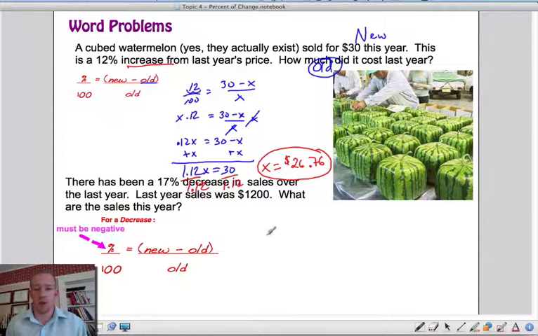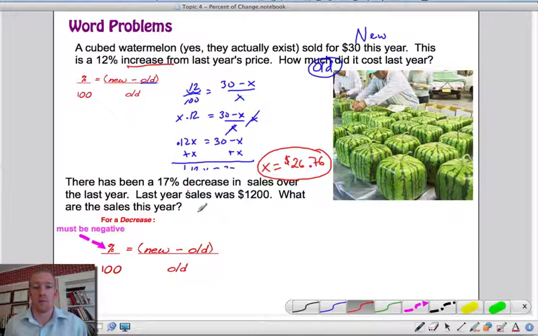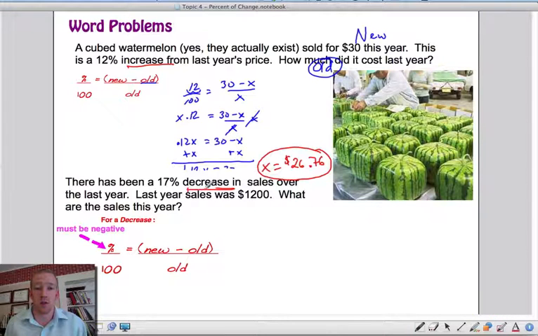All right, so there's been a 17% decrease in sales over the last year. Last year's sales was 1,200. What are the sales this year? If there's a 17% decrease, we should expect a smaller number than 1,200 because it was a decrease. Since it's a decrease, we're going to have a negative percentage here. So it's a negative 0.17.